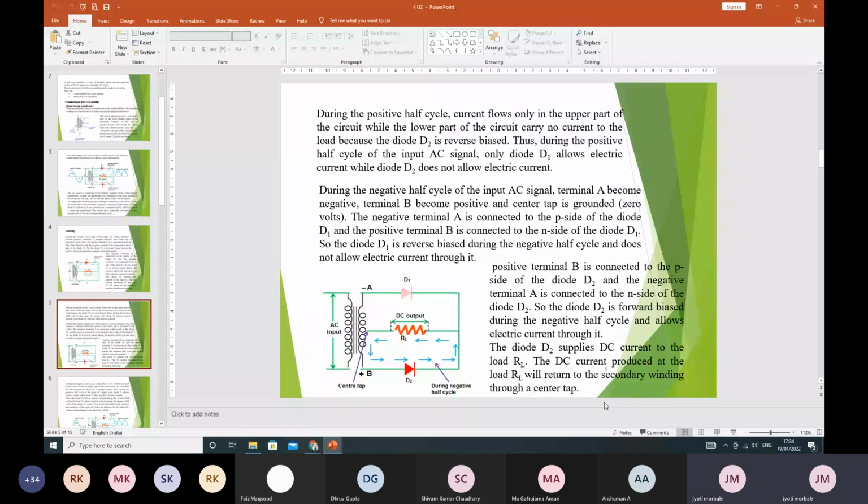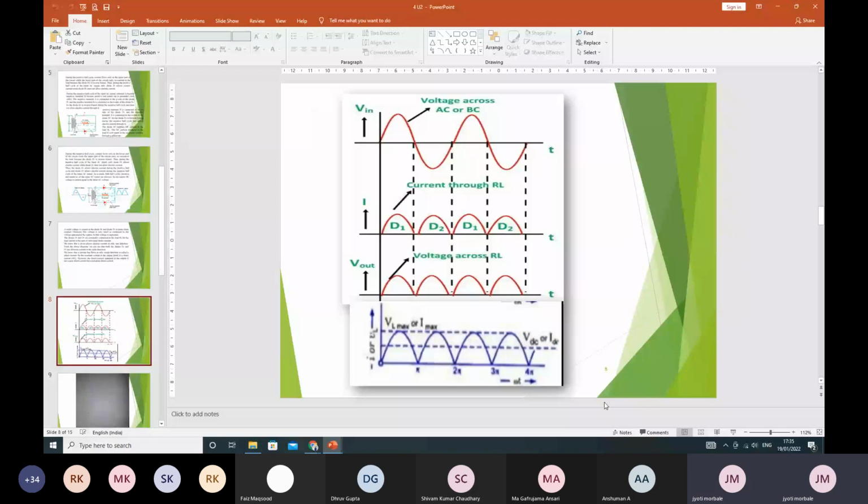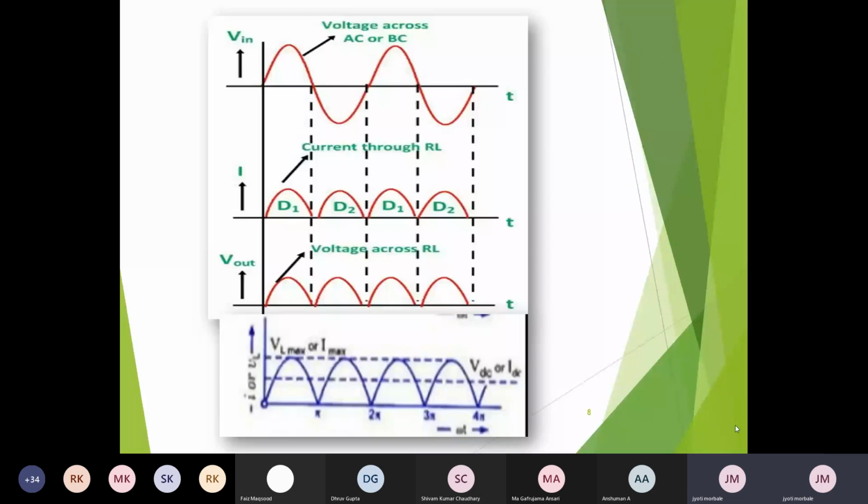So this is actually the complete circuit where we are getting the positive half cycle when diode D1 is on and D2 is off, and the negative half cycle which gets converted again into positive because diode D2 is on and D1 is off. So this is about the working of the full wave rectifier. This waveform, whatever the PPT is in front of you, is very important. The input signal is a sine wave with 0 to pi positive, pi to 2 pi negative half cycle and so on. In this we need to mention which diode is in on state and which diode is in off state.